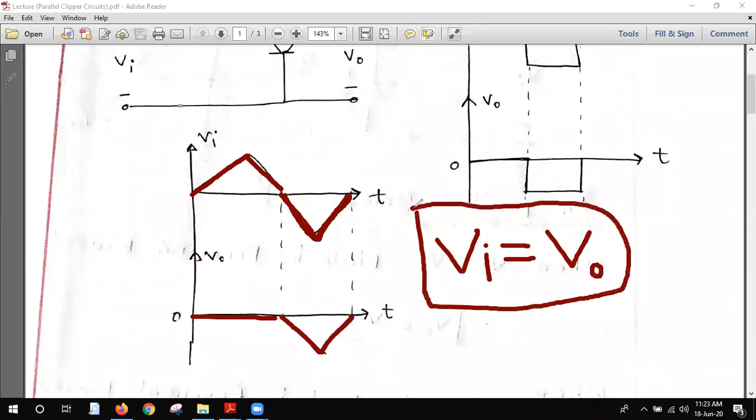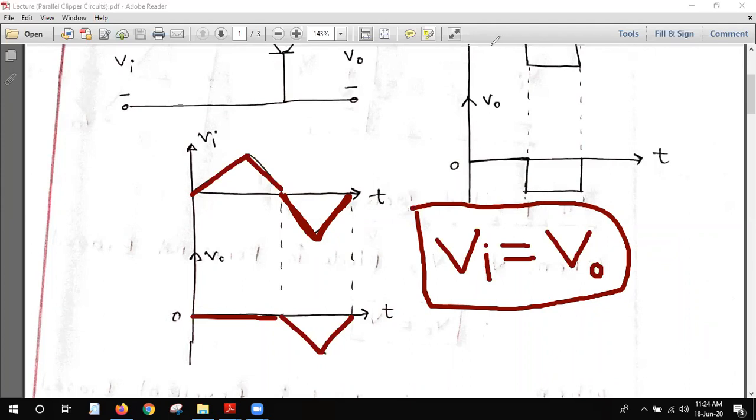So always take this note also: when the diode is open circuited or reverse biased, at that time the output will follow the input. Basically, the input equals the output. So I think that you are clear here, very much clear.